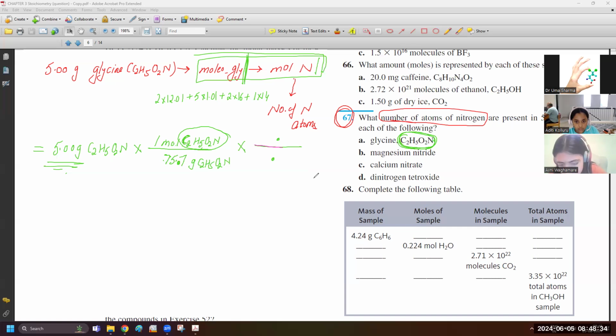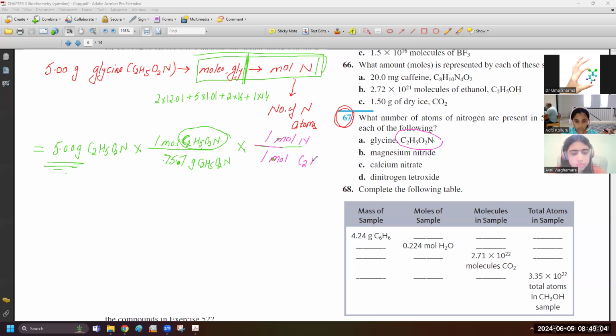1 mole of glycine has how many moles of nitrogen? Tell me that first. 1 mole of glycine has, look at the formula. This is 1 mole of glycine. How many moles of nitrogen are there? 1. So what should come in the numerator? 1 mole of nitrogen. In the denominator, 1 mole of glycine.